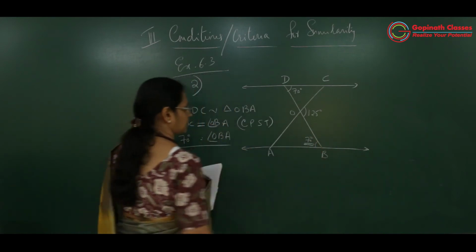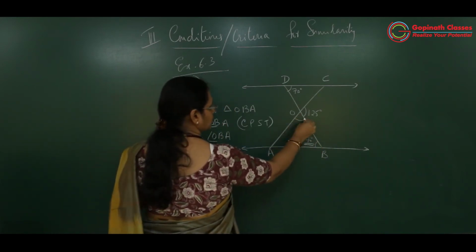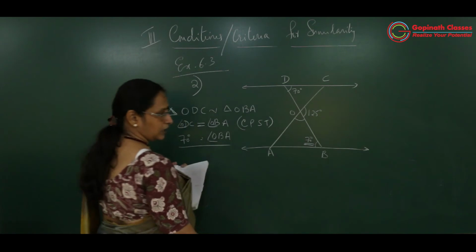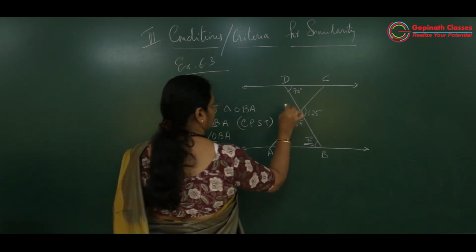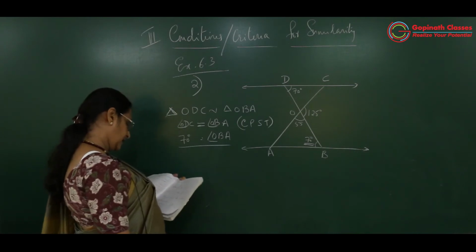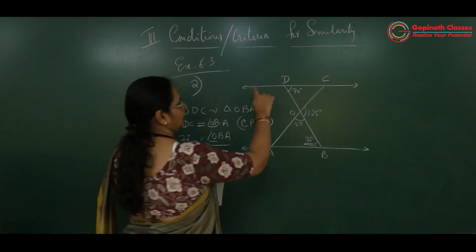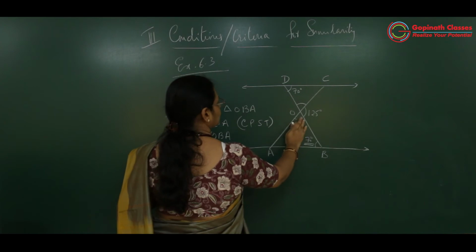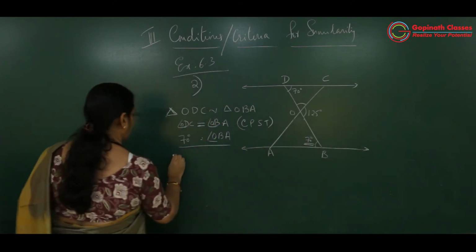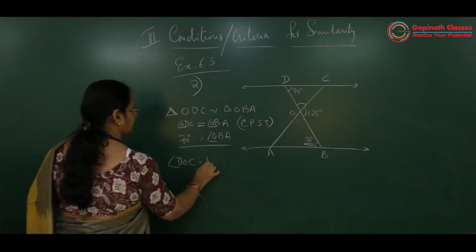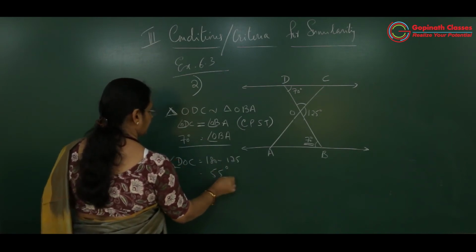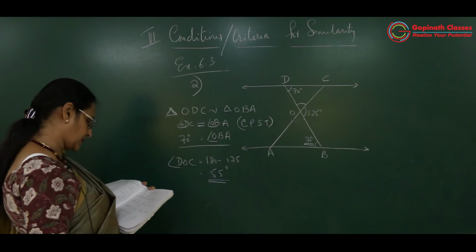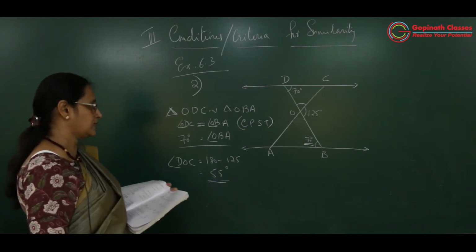Okay, this we got. Now you know this is 125, so this will be a linear pair. So how much will it be? 180 minus 125 will be 55. Then they are asking DOC. If this is 55, then you can find angle DOC. Angle DOC is 180 minus 125, which is 55 degrees. So the first answer, DOC, we got.